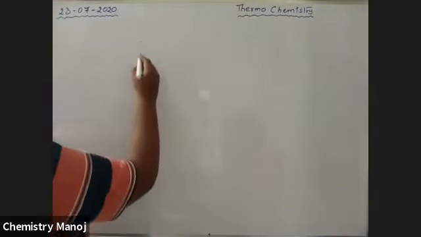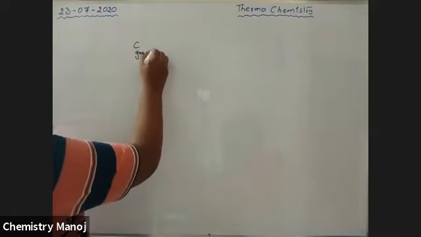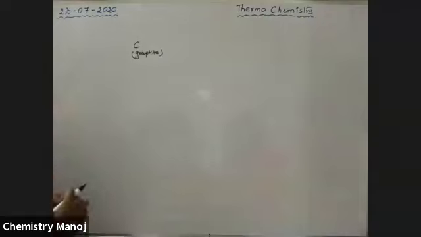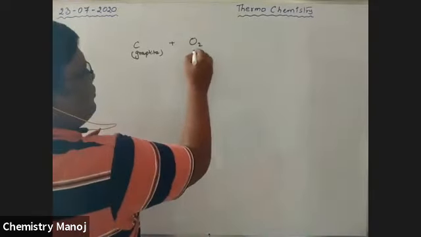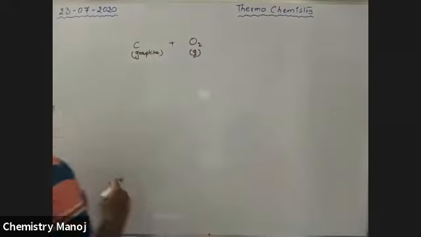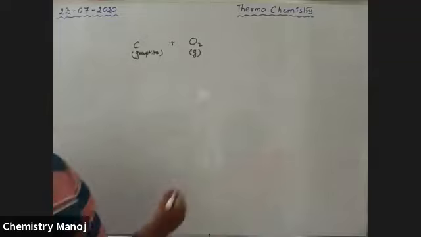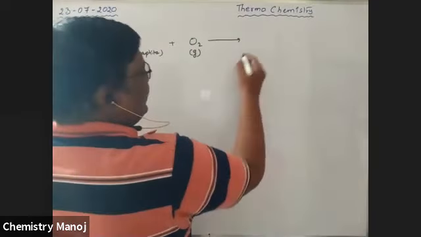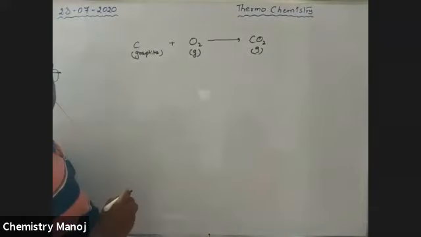So there is carbon in graphite form. This one is involved in combustion. Combustion means burning in the presence of oxygen. It is going to be combusted, and that gives carbon dioxide gas, which is the CO2 gas.